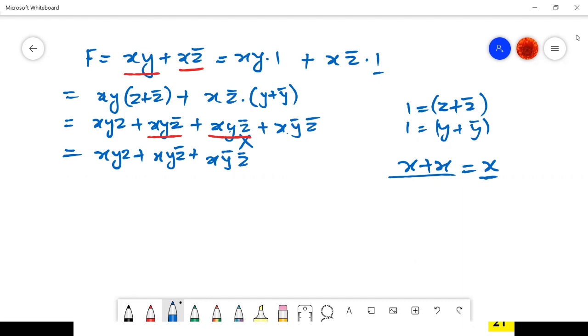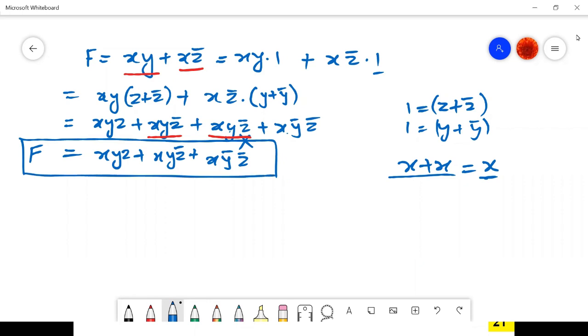So guys, you can see now this function is basically canonical sum of products, SOP form. So hope it is clear what is canonical. So it was standard SOP. Now it is converted into canonical SOP.